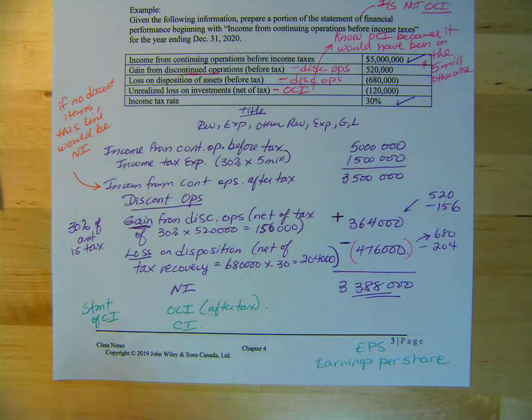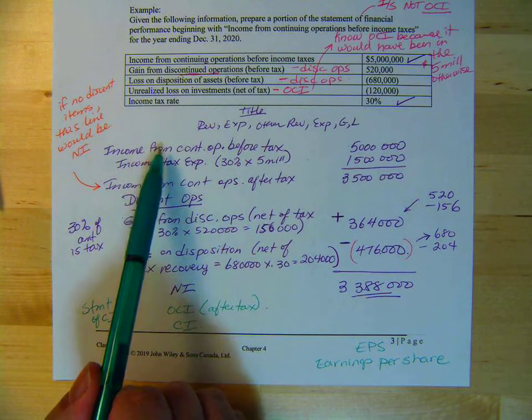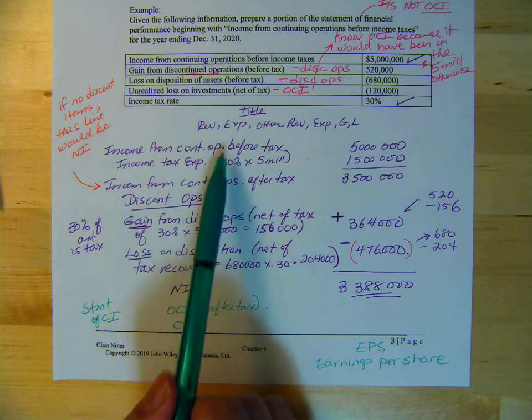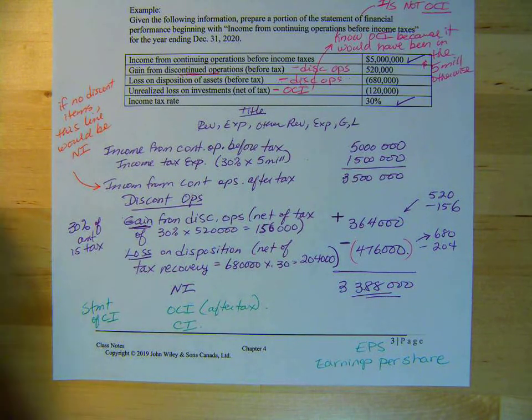Okay, so this is an illustration of how to do an income statement, or statement of financial performance, starting from the continuing ops. So we're really illustrating how discontinued ops work. And hopefully that makes sense. Any questions on that? Okay, I'm going to end recording here, and then we'll move on to a completed statement so we can see a big multi-step statement.